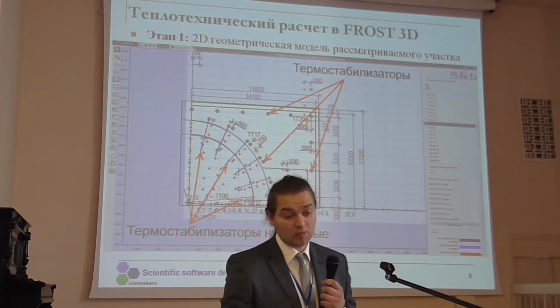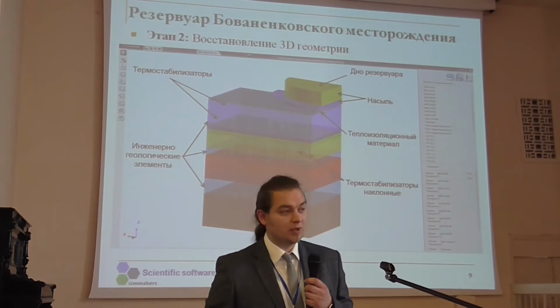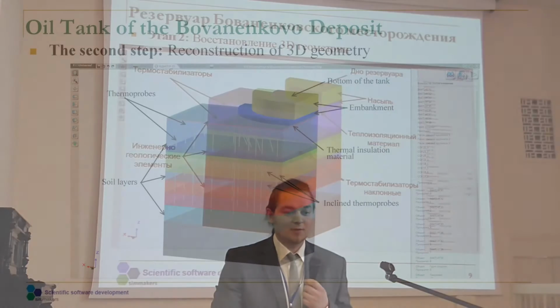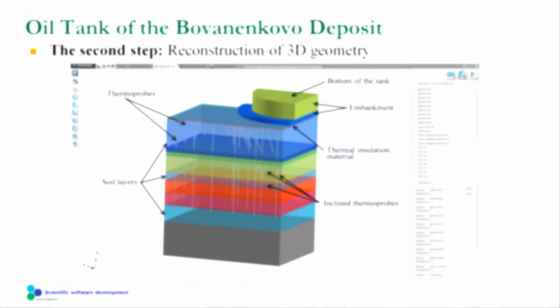Frost 3D then automatically reconstructs the 2D drawing in 3D. The user can check the reconstruction for errors and check the precision of created objects in vertical and inclined cooling devices. If something is not right, the user can go back a step and address the problem.